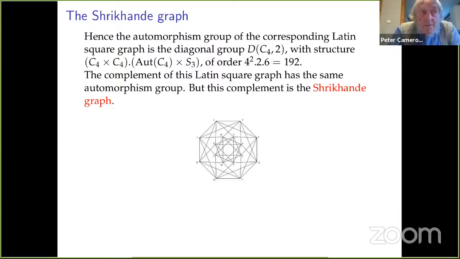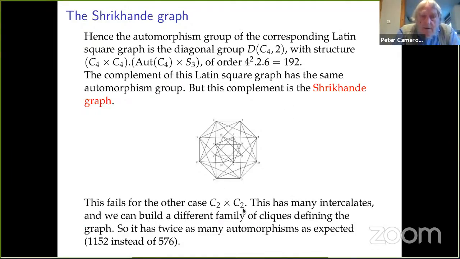This is not a simple explanation, I grant you, but it is an explanation of why the Schrikhande graph has exactly 192 automorphisms. A graph and its complement have the same automorphism group, and the complement is this Latin square graph, and we saw that you can uniquely reconstruct the diagonal structure. Its automorphism group is the diagonal group.